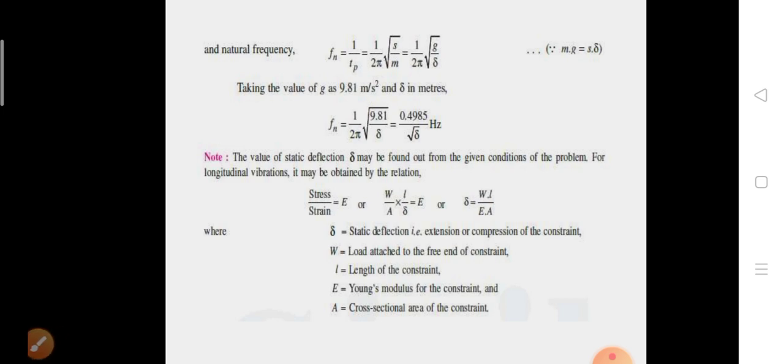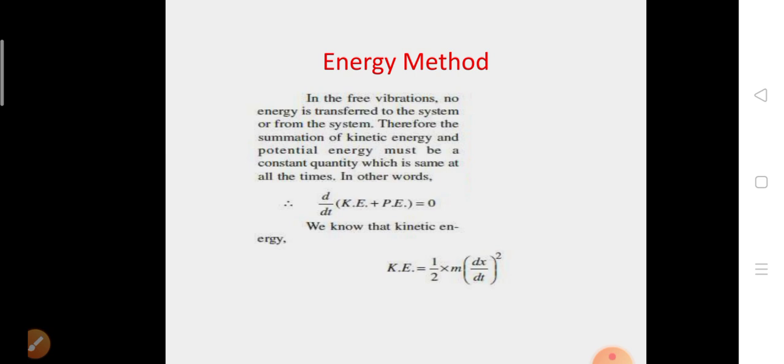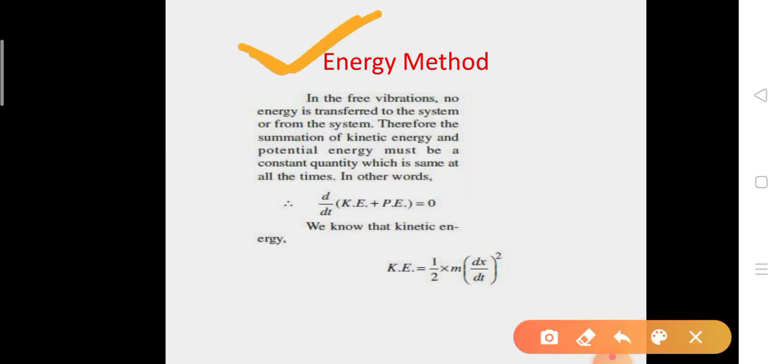Okay, now we will go to another method, that is the energy method, and we just need to use one concept of energy, that is the conservation of energy concept.